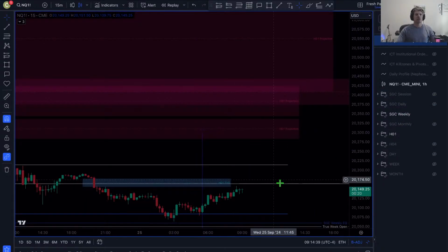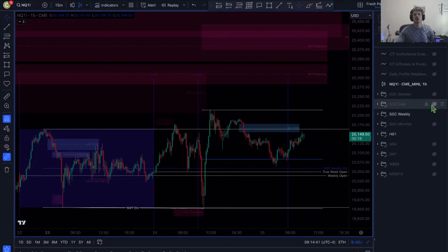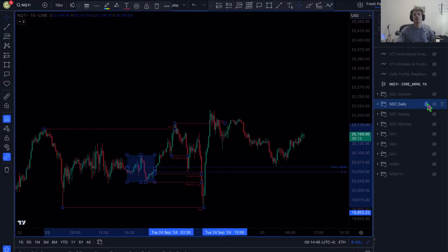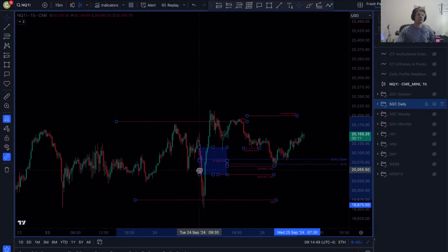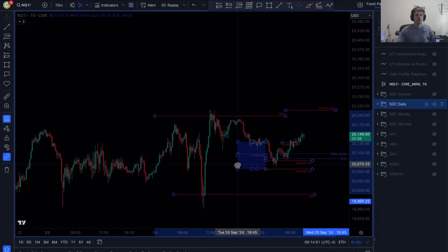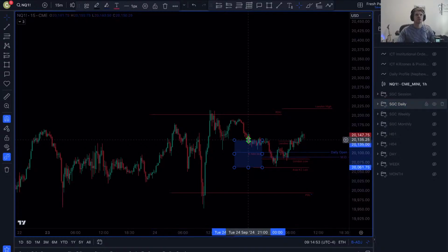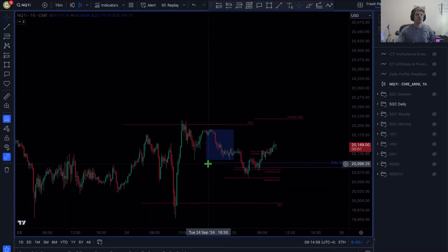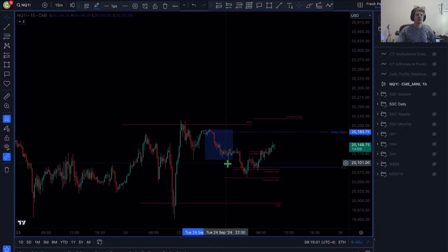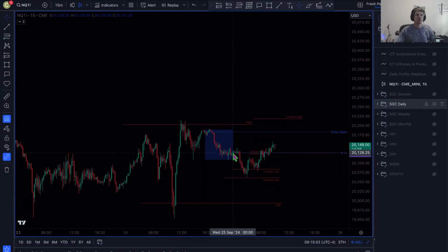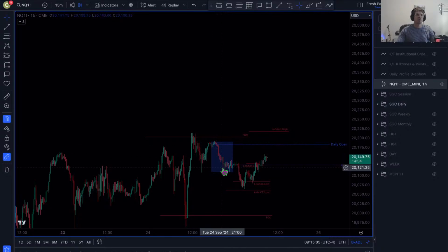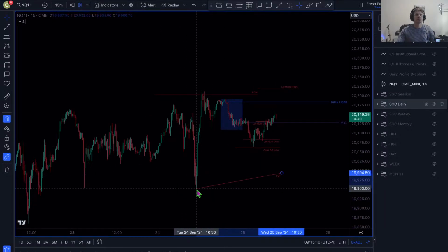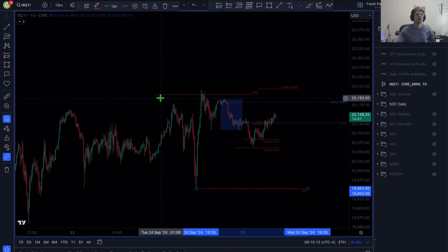So let's get to it. Here's your 15-minute, and we'll do our daily assessment. Take this, move it to 18, push that there, push this here, and notice right away that we had our midnight open here, and that we've swept the low of the daily. This would be our previous day low, previous day high.